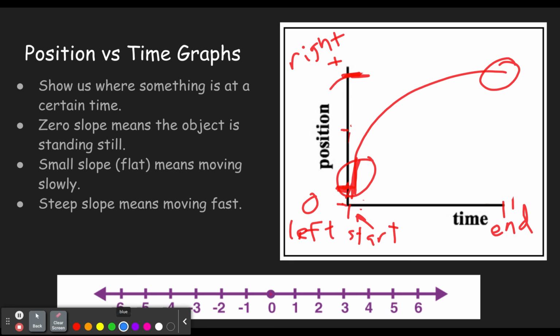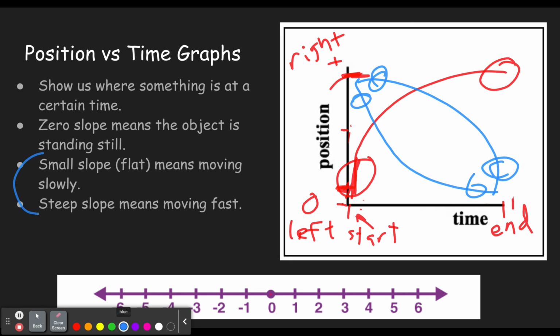Okay, of course, we could have it start on the right and end on the left. Either of those would start on the right and end on the left. One would start slow and end fast. One would start fast and end slow. Okay, so keep these in mind here.